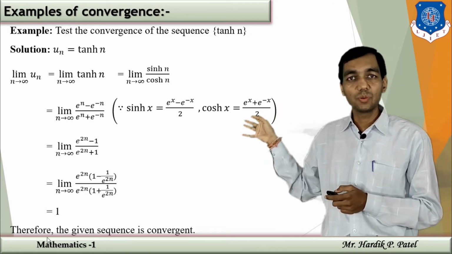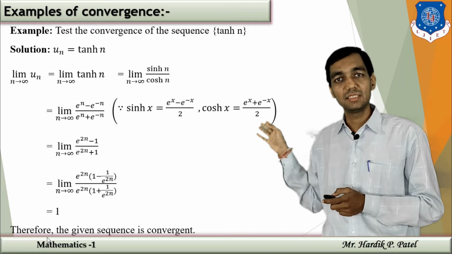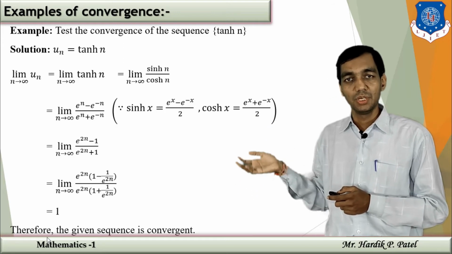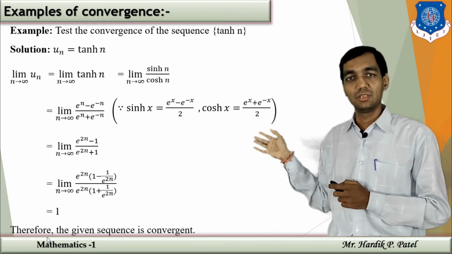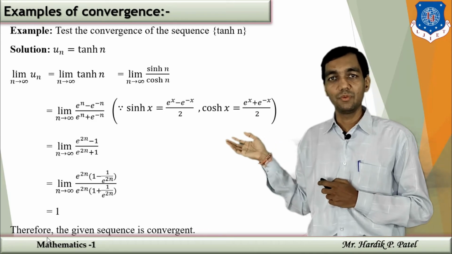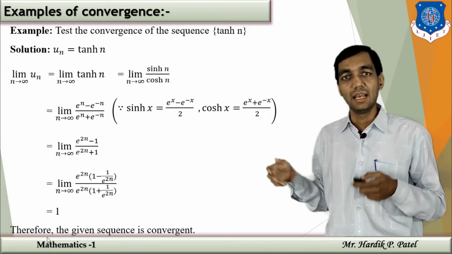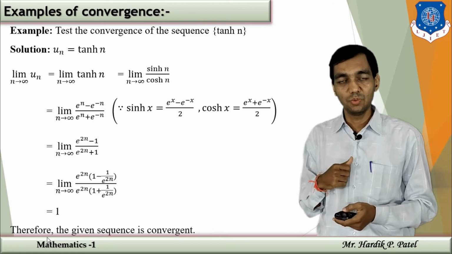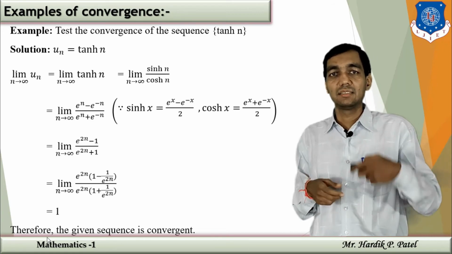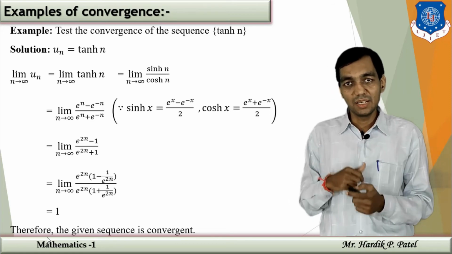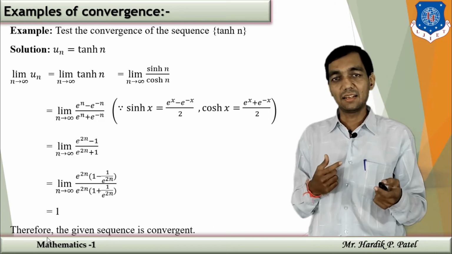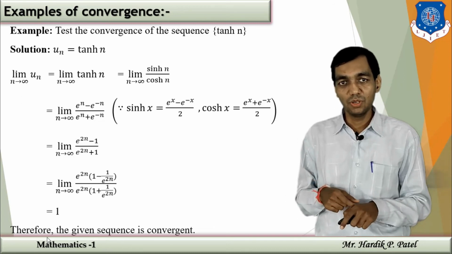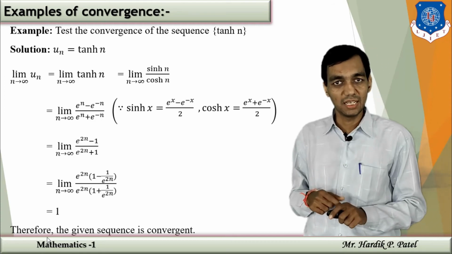In the same manner, cos hyperbolic x is e raised to x plus e raised to minus x divided by 2. These are two basic rules. Using these two, we are going to find tan hyperbolic x as sine hyperbolic upon cos hyperbolic. Cot hyperbolic x is cos hyperbolic x divided by sine hyperbolic x. Sec hyperbolic is 1 upon cos hyperbolic. Cosec hyperbolic is 1 upon sine hyperbolic.